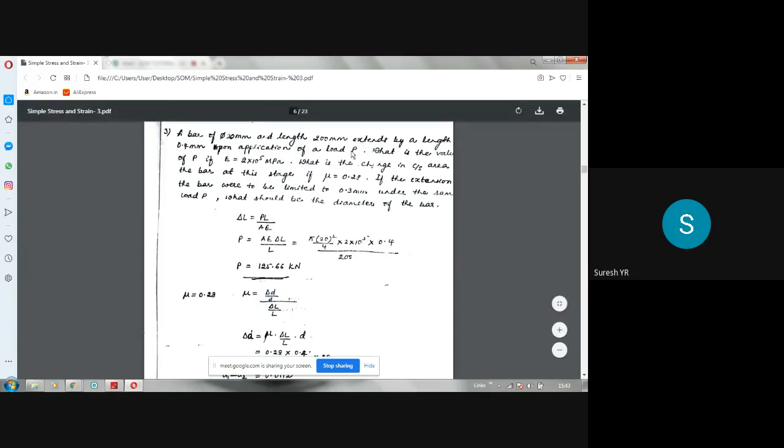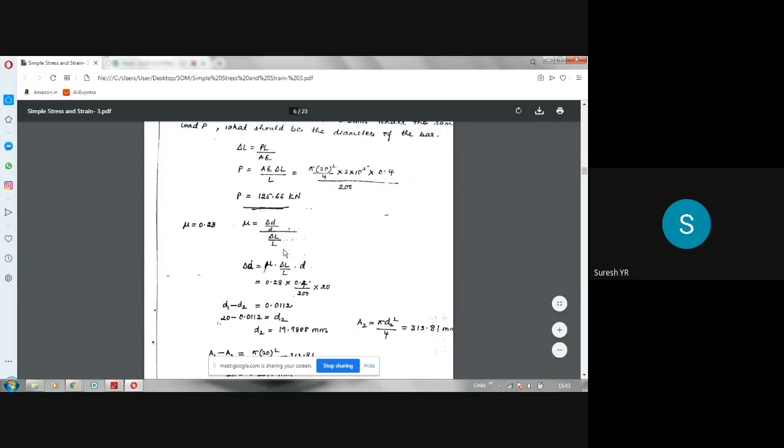So we have found out the tensile load to cause that much deformation. Next, the second part: mu is given as 0.28. What is the change in the cross sectional area of the bar when P is this much? That means at that stage your delta L is 0.4. So delta L is 0.4.